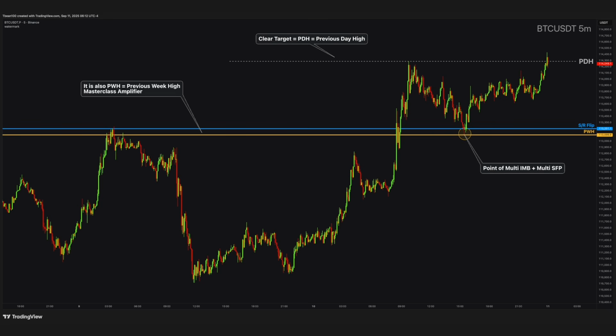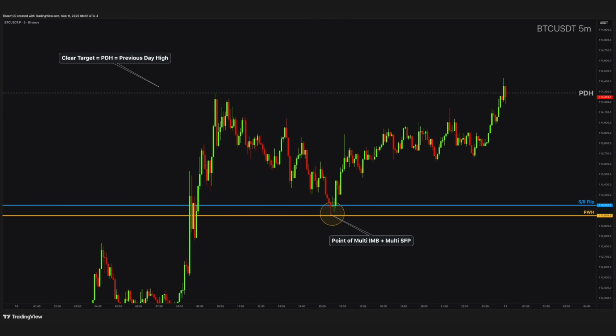And above all that, we have a super clear target. That's the PDH, the previous day's high area. So let's zoom in on this area and break it down further. First of all, right under the previous day's high, you can clearly notice that a parabolic liquidity has started to form. This formation creates an additional liquidity area that you can use as a potential spot to hunt for trades.